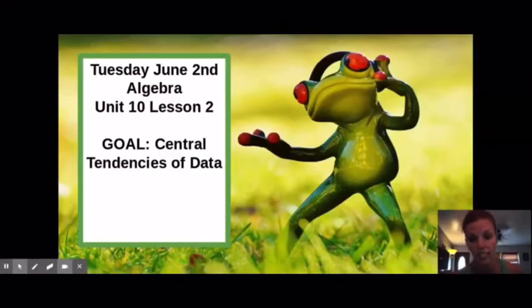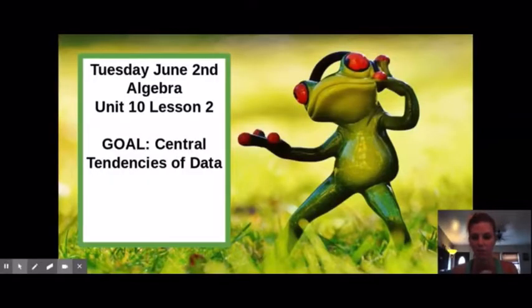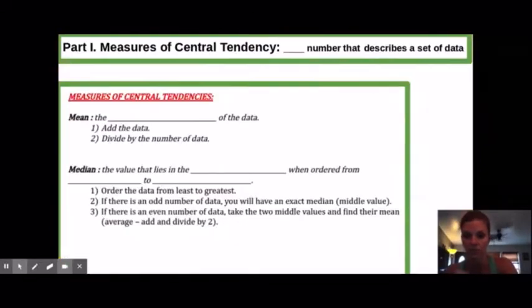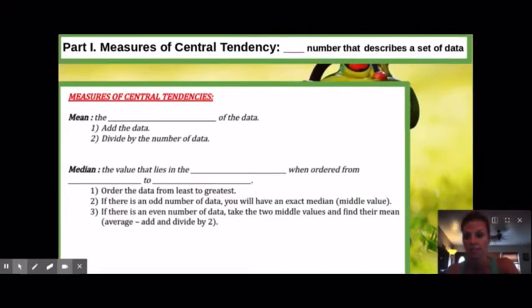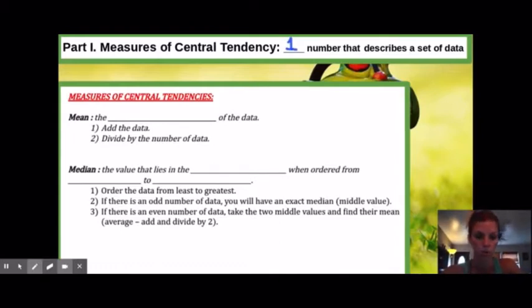Our goal today is to look at central tendencies of data, and we're actually going to spend a minute looking at a dot plot really quick. Okay, so measures of central tendency. What does that mean? That's just a fancy way of saying I want one number to describe all of my data. In other words, today we're going to look at mean, median, mode, and the range, which we briefly looked at yesterday.